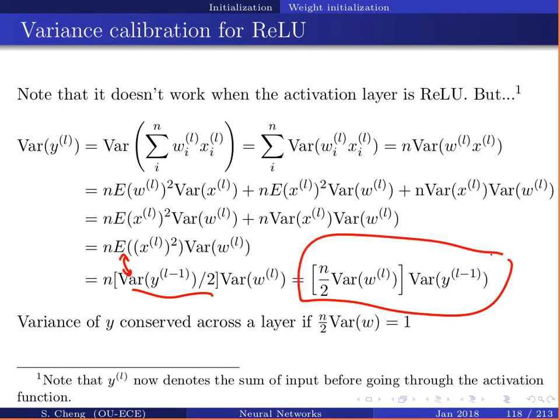So again, the key is that we want the energy going through the layer to not change. After going through this layer, the energy will go up by this value, so I want to make sure this value is equal to 1. If this value is equal to 1, then it means that my variance should be 2 over n. Compared with what we have previously, I had 1 over n, but this one has 2 over n.